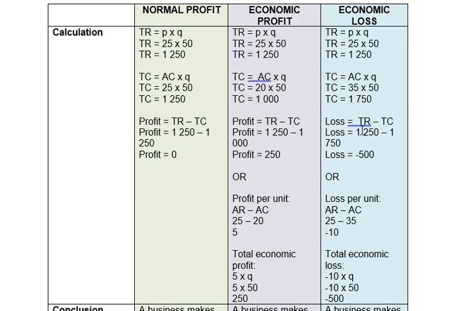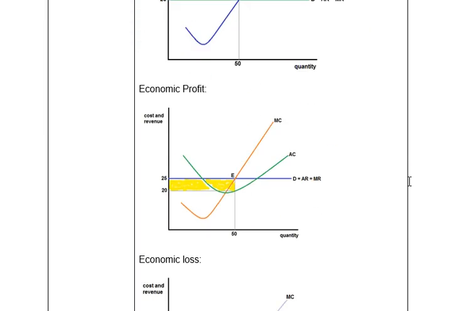Okay, if we go ahead to the economic profit, that is the graph that is relevant for this one. We need to also calculate the total economic profit. So again, profit is total revenue minus total cost. On this graph, we don't have any totals. We only have averages. So we need to calculate the total revenue. And total revenue again is price times quantity.